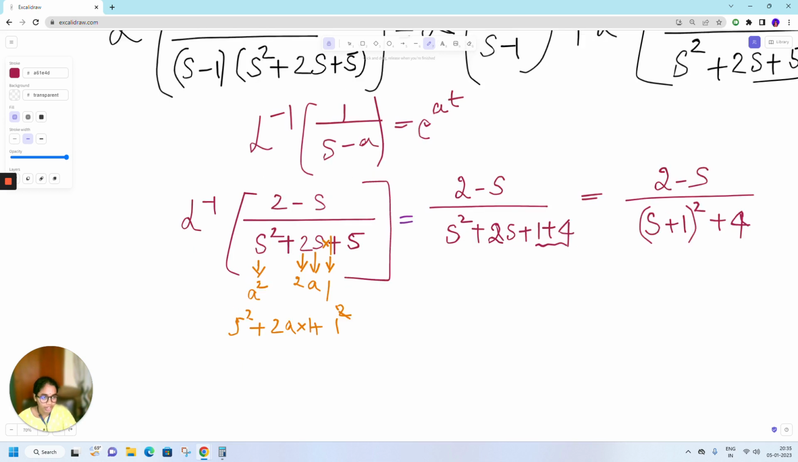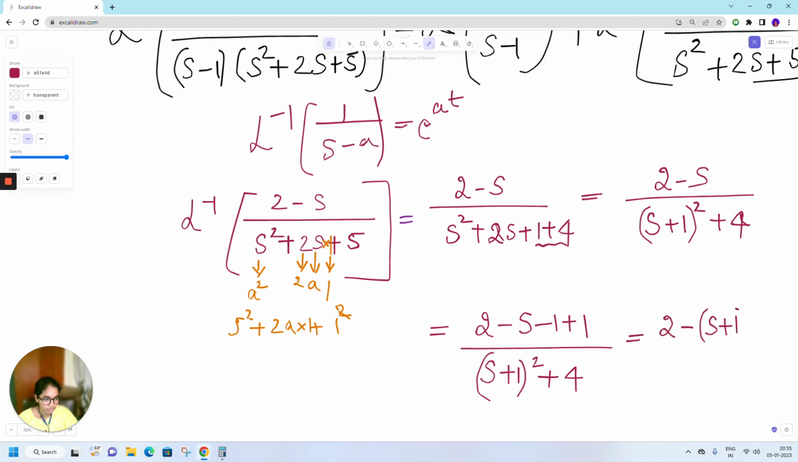Okay, now what do I have in the denominator? I have a bracket. Let me get this same bracket term in the numerator. What should I do for that? I have 2 minus s. I'll subtract 1, I'll add 1, divided by s plus 1 whole square plus 4. So what would I get? 2 minus common s plus 1, plus 1 divided by s plus 1 the whole square plus 4.